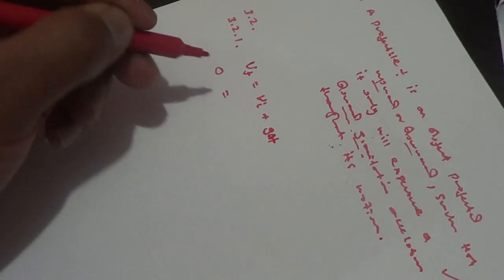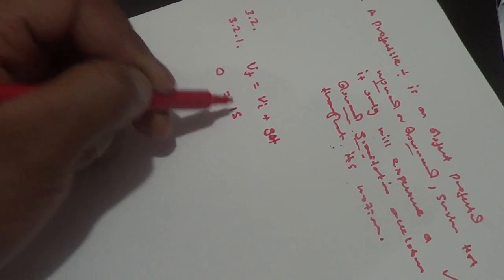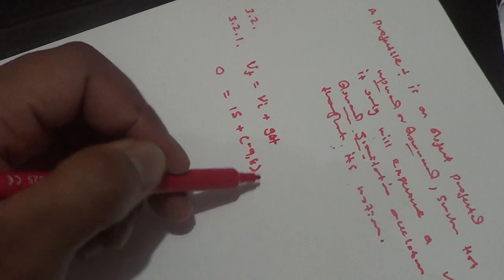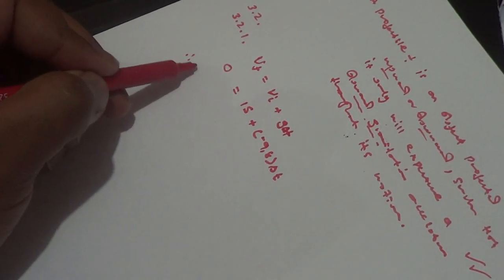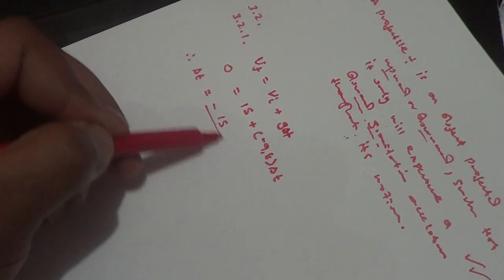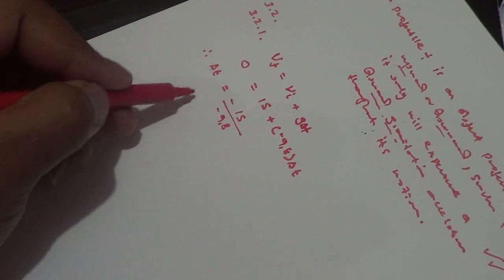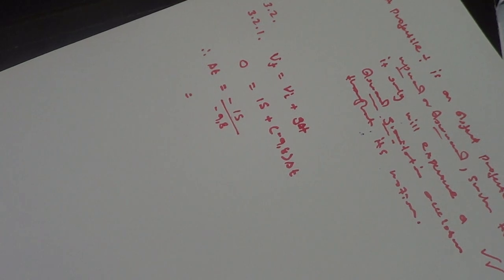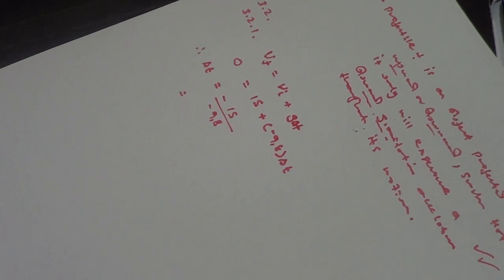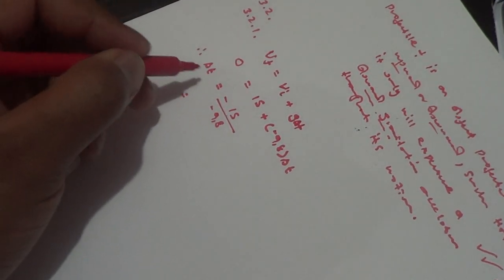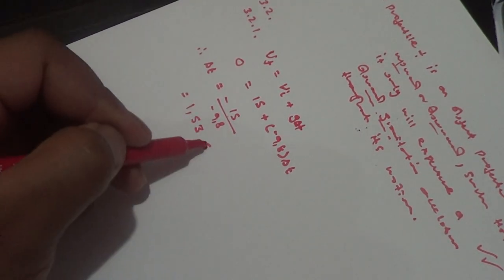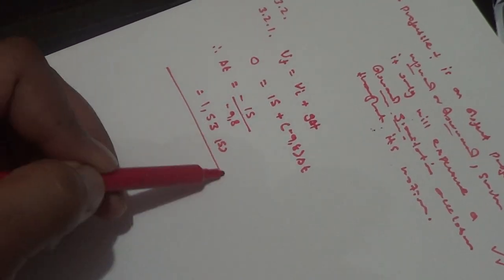But now this is 0 equals the initial velocity was 15, plus here G is minus 9.8. Please pay attention to that. So one time delta T, okay? Therefore delta T is going to be minus 15 divided by minus 9.8. Let's do this one. I get, to two decimal places, 1.53 seconds. All right. Remember, this is a scalar quantity, so no need for direction.